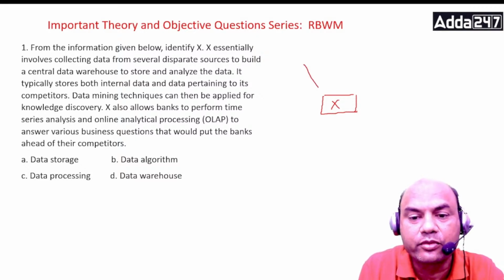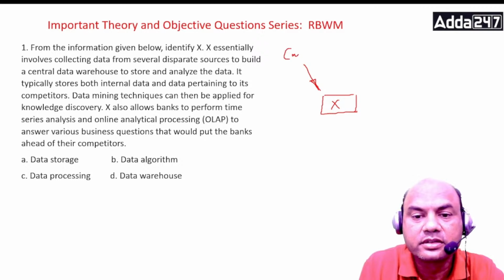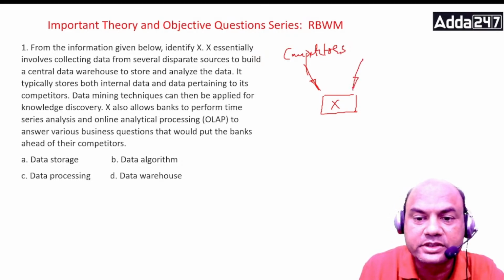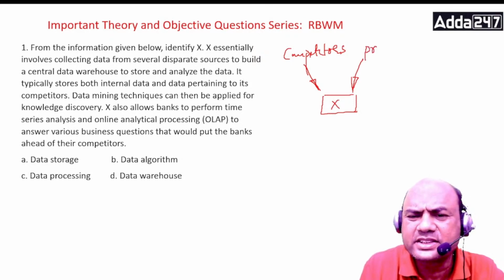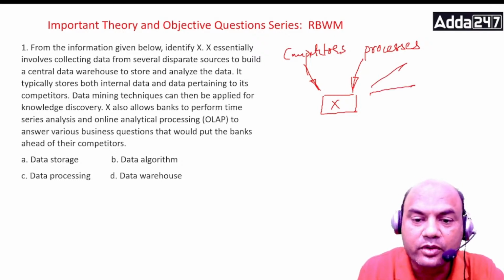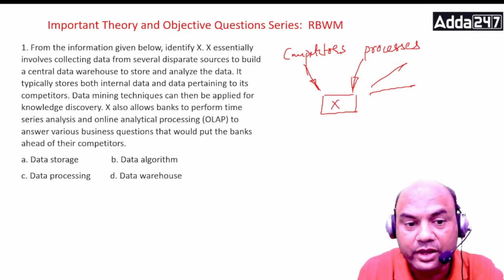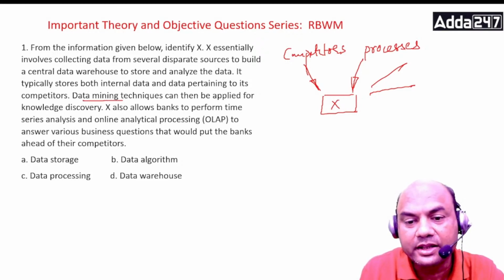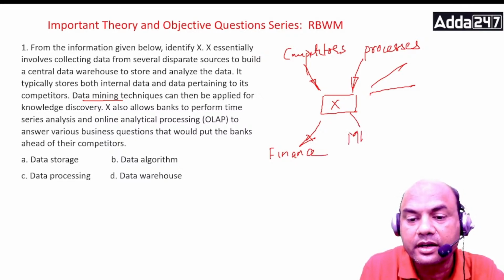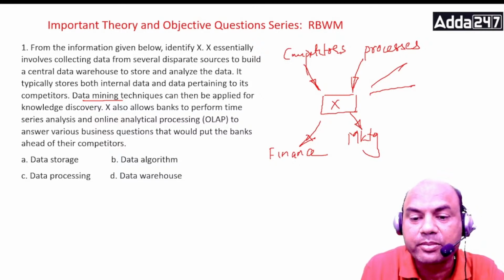Data is coming from various sources, competitors, competition. Second, it typically stores internal data and data pertaining to the competitors. So competitors plus your internal processes, and many others, etc. So data is coming over here and it is going to the specific department. See this, warehousing, mining techniques are done. Mining means, suppose I want finance related data, I get finance related data. I want marketing related data, I get marketing related data. So the output is that per specific department I get the specific data.